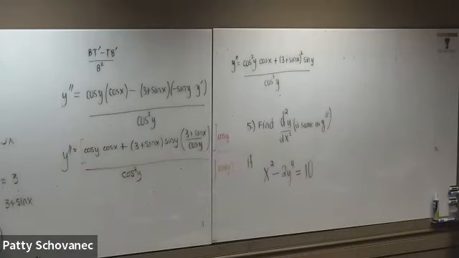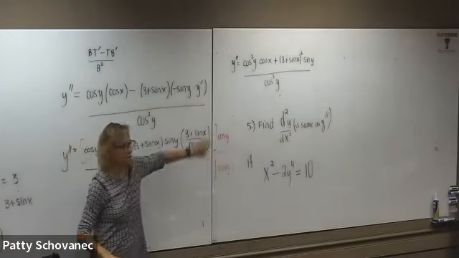Put a little box or something around your expression for y prime, because you're going to need to find it at the end to substitute out the y prime in your second term.